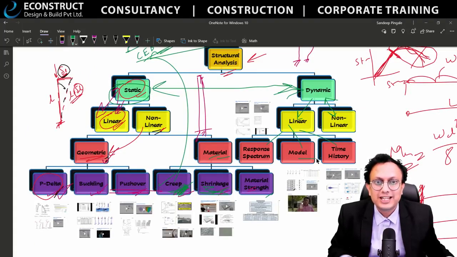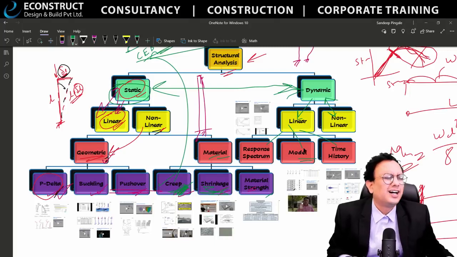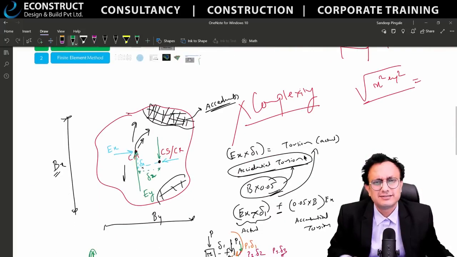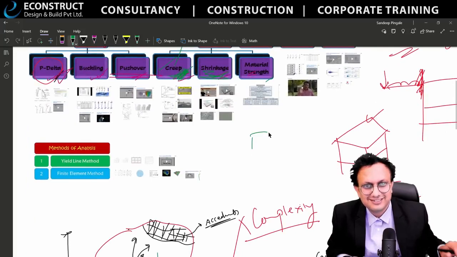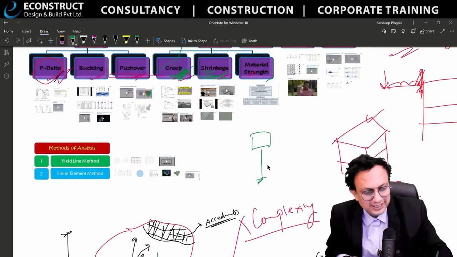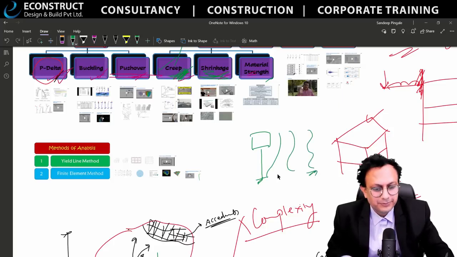Okay? Modal analysis. What is meant by modal analysis? Okay. What do you mean by modal analysis? First mode, second mode, third mode. Right? Different modes are there.